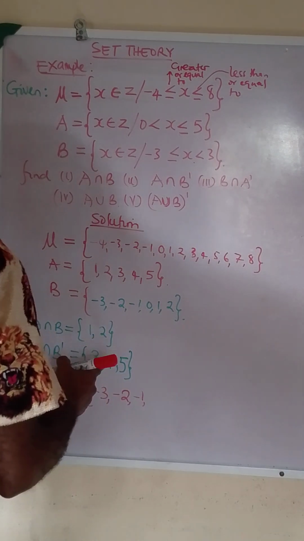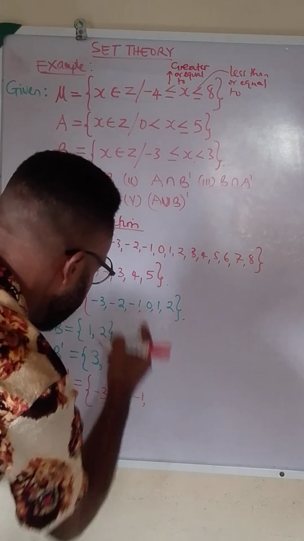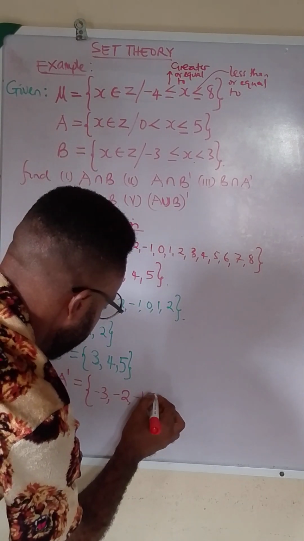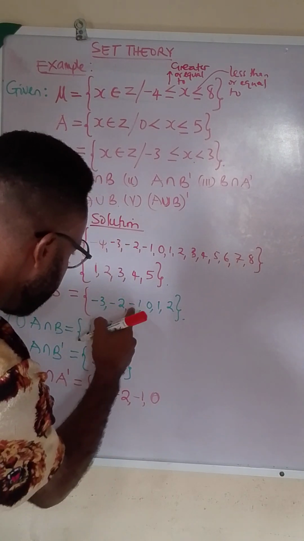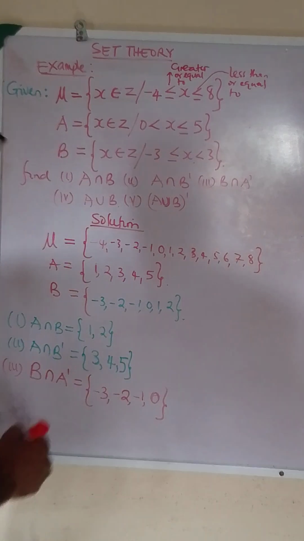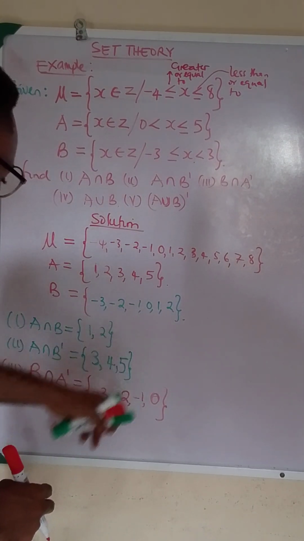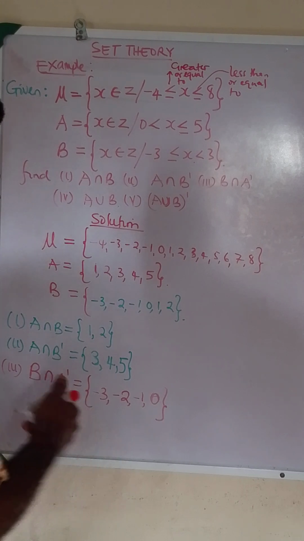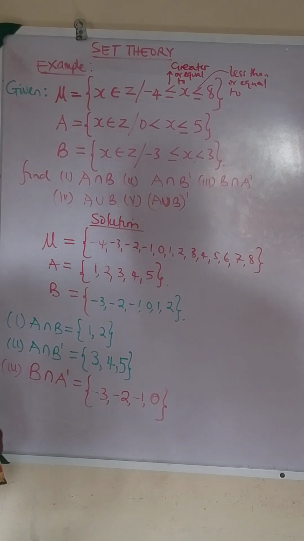Which other one? Okay, 0 is in B and not in A. Is that all? 1, 2, 3, 4. Okay, so that's all. So we have minus 3, minus 2, minus 1, 0. Those are the elements that are in set B but not in set A. So that is what B intersection A prime means.